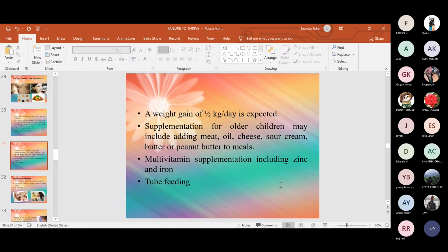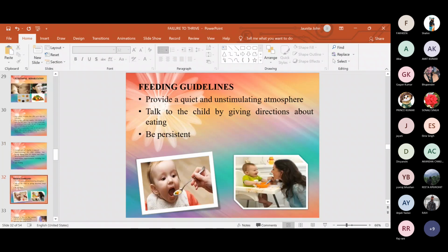Next, feeding guidelines. If some children are under feeding, first of all you're supposed to provide a quiet and unstimulating atmosphere, a very quiet environment, so that the parent as well as the child is focused in the particular scenario, and an unstimulating atmosphere where no other distractive sources are present.